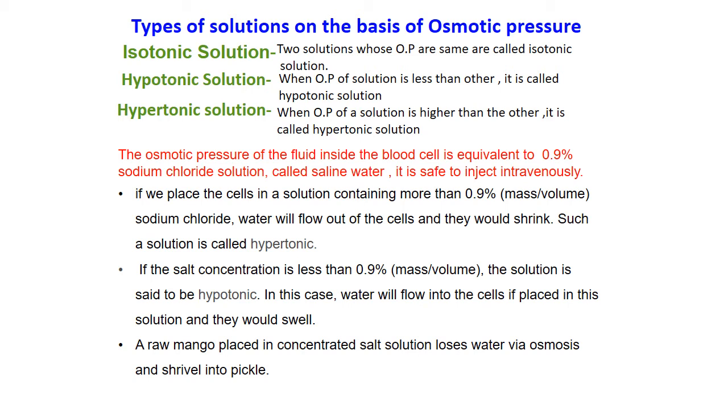If a salt solution is having concentration less than 0.9%, the solution is said to be hypotonic, and in that case the water will flow into the cell. If placed in this solution, these will swell up. Means अगर किसी solution की concentration 0.9% से कम है और RBC को हम उसमें रखेंगे तो वाटर सोल्यूशन में से आरबीसी के अंदर एंटर करेगा और आरबीसी फूल जाएंगी, स्वेल अप कर जाएंगी.